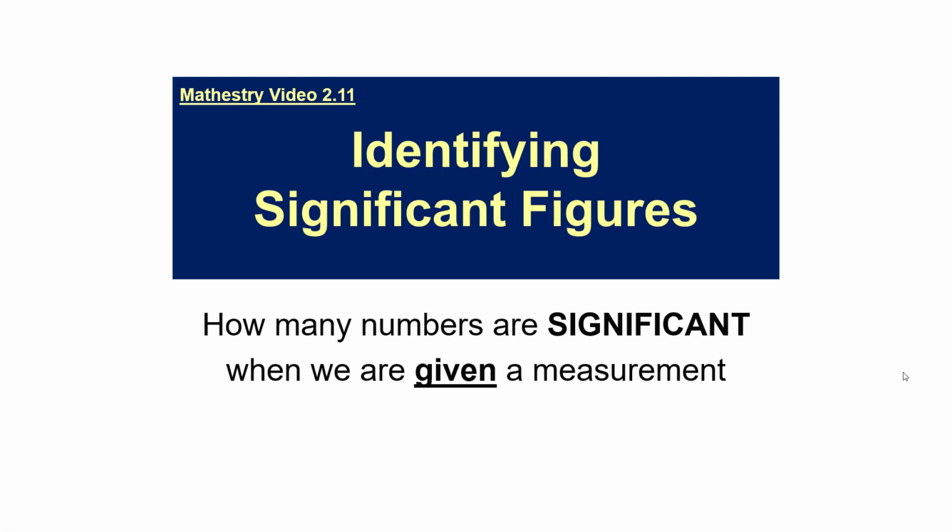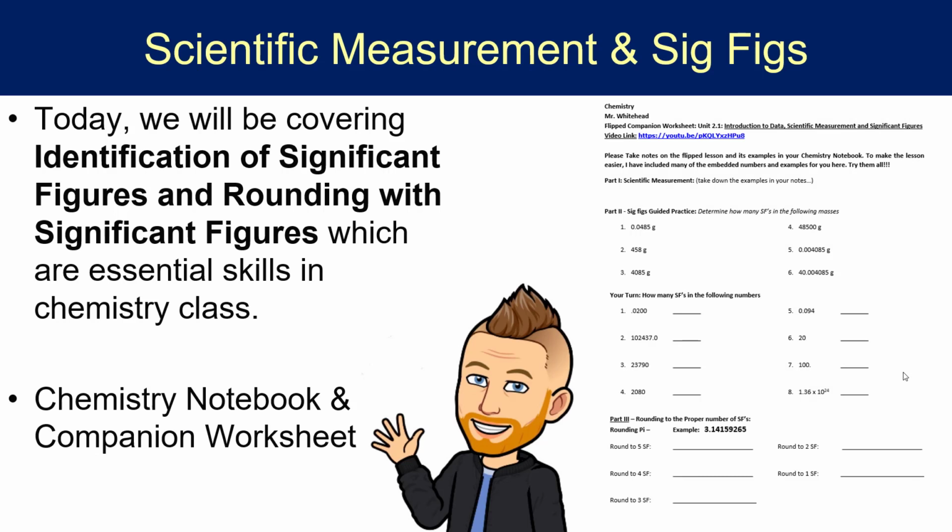Welcome to this video in the Math History unit. This is 2.11, where today we're going to be covering identification of significant figures and introduce you guys to rounding with significant figures, which, gotta say, are two more essential skills that we're going to use in chemistry class.